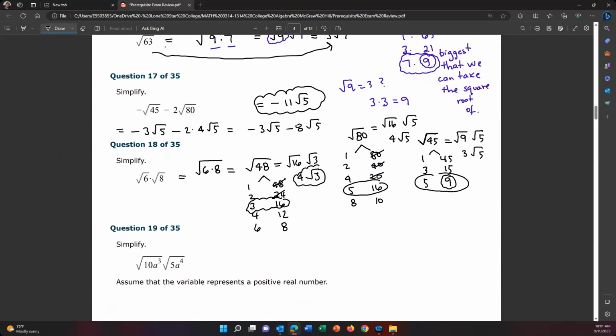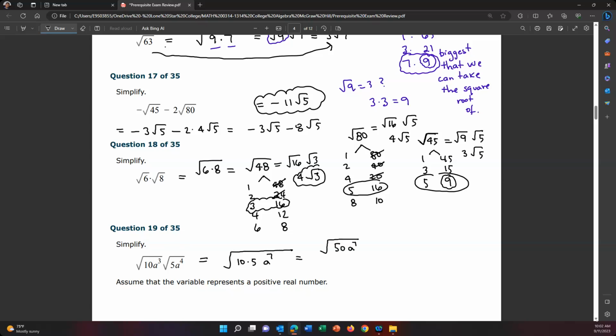All right, and then the last example for this video, because this is already like an hour long. And it's getting boring. Okay, so we have the square root of 10 times 5 times a cubed times a to the 4th power. That makes it a to the 7th because we are multiplying. All right, let me write this a little bit better. That is the square root of 50 times a to the 7th power.